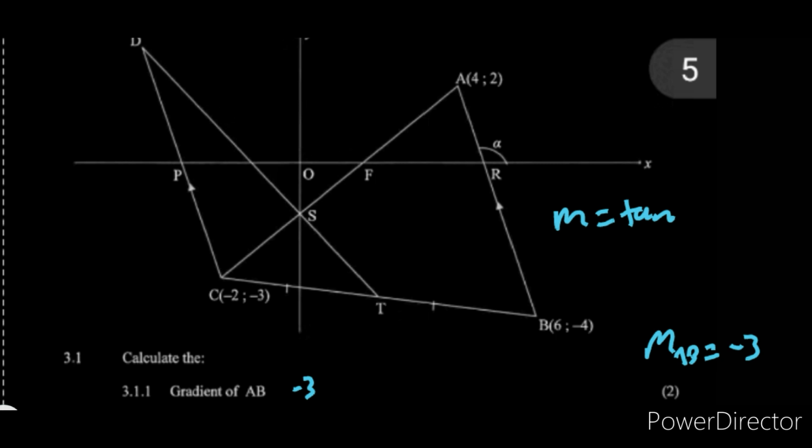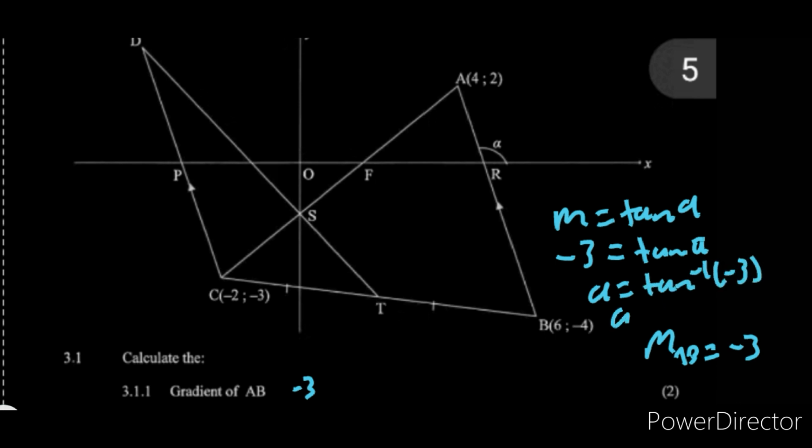So we want to find a, so it's going to be tan a. We found the gradient, so -3 = tan a. In order to make a the subject of the formula, we have to use inverse tan. So a = inverse tan (-3). Let's find out what that gives us. It gives us -71.565. But what do we do when we have a negative angle?